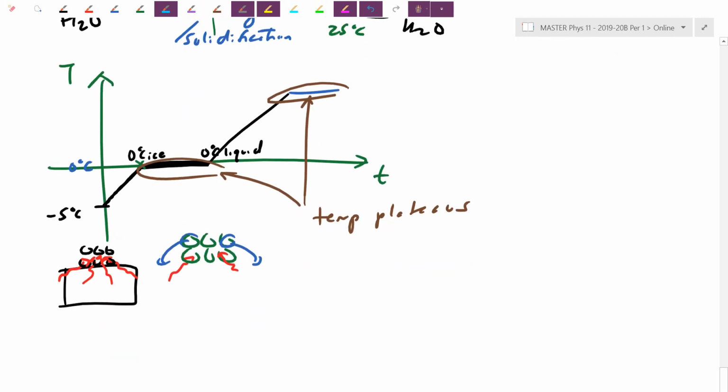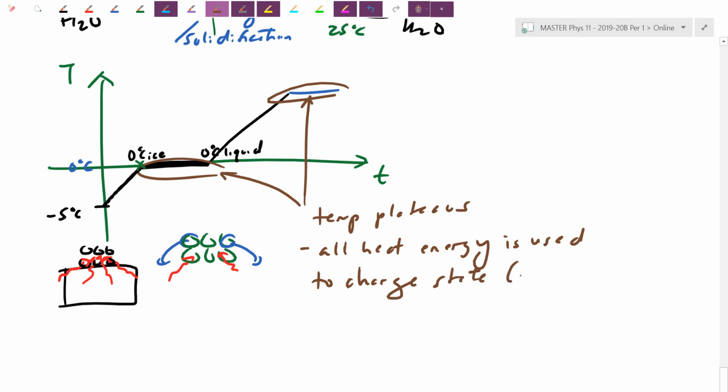And why is temperature plateauing at these special temperatures? It's because all the heat energy, it's not like I cut off the heat source and I cheated, that's why the temperature doesn't change. In this case here, all heat energy is used to change the state. As I demonstrated, it's going from solid to liquid. It's actually a ridiculous amount of energy that's needed to do this.